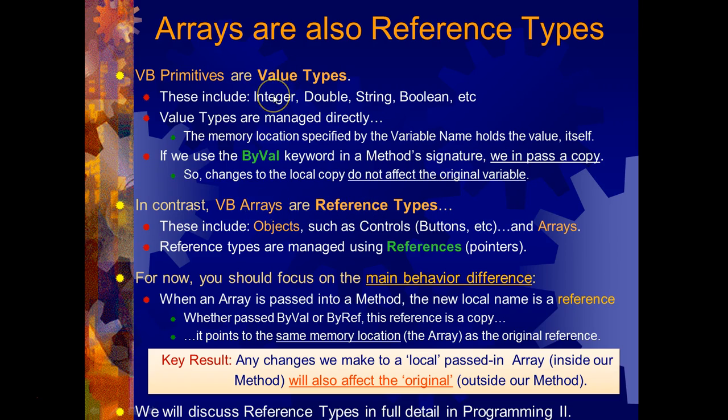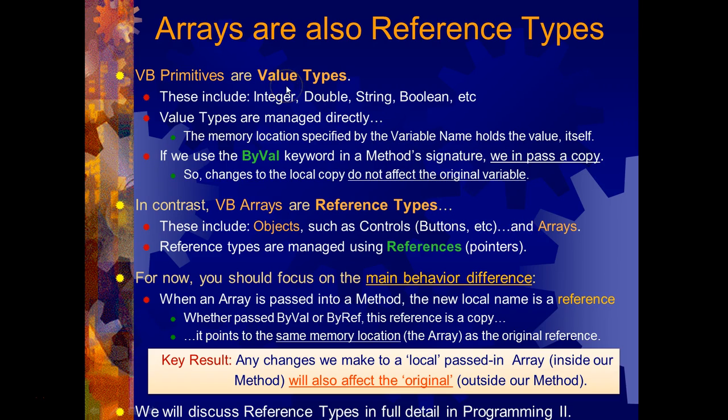So value types are what are called primitives. Primitives are these things here, which are simpler than things like buttons and arrays and generally objects. So these things are much more complicated data structures, whereas these are pretty simple. So the people who developed the language decided to handle these types in a slightly different way than these types. And so we want to explore that a little bit.